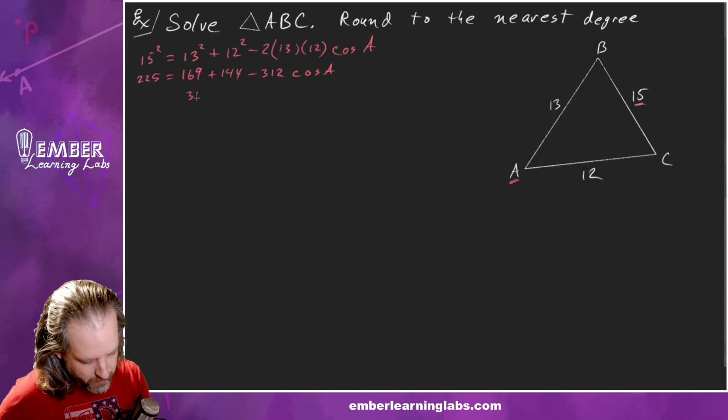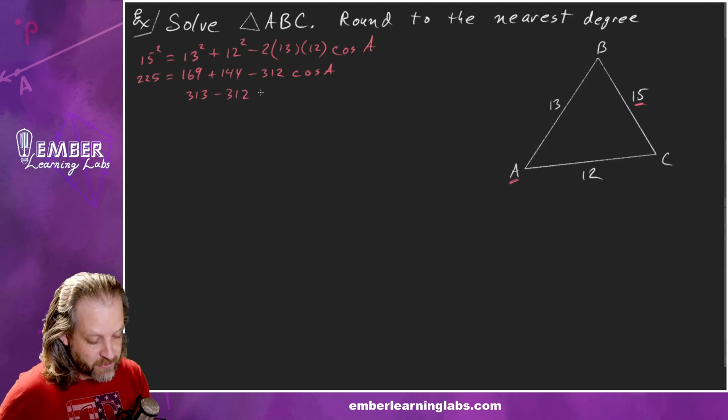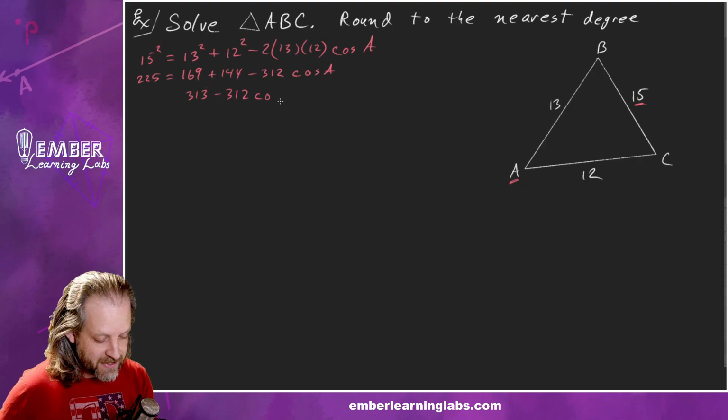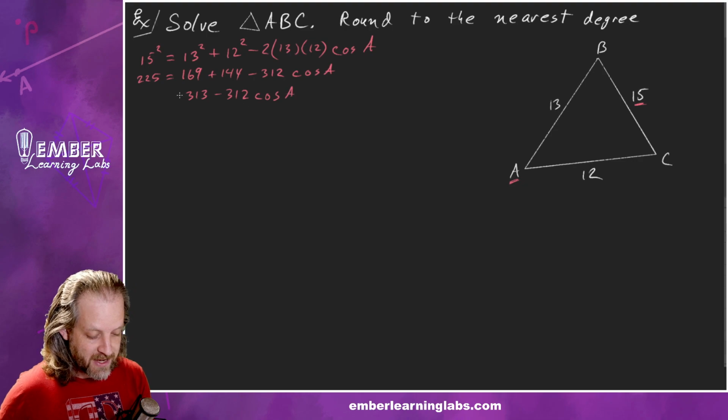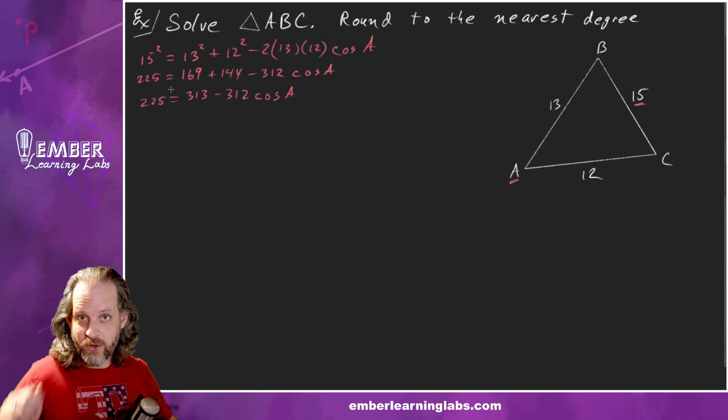313 minus 312. Since those numbers are real close, you'd be tempted to just subtract those and get 1. We can't. They're not like terms, right? This one doesn't have anything, and this one has a cosine of A attached to it. So they're not like terms, so we cannot just combine those.